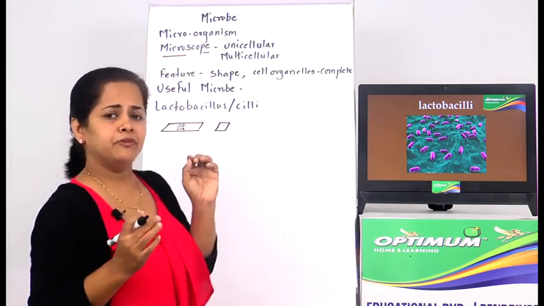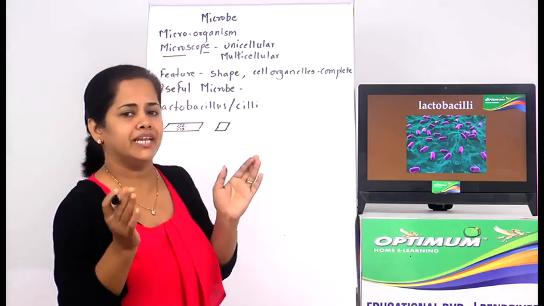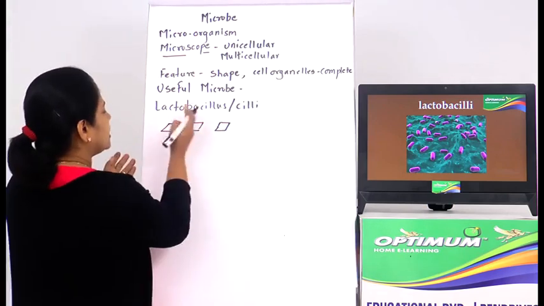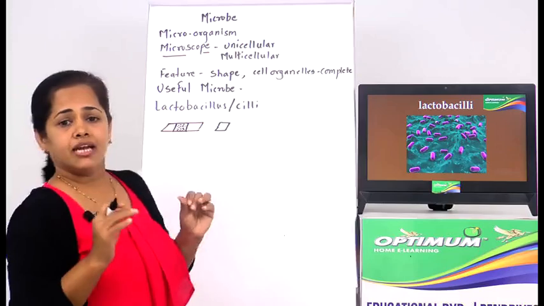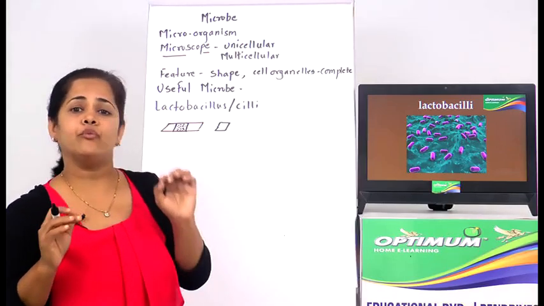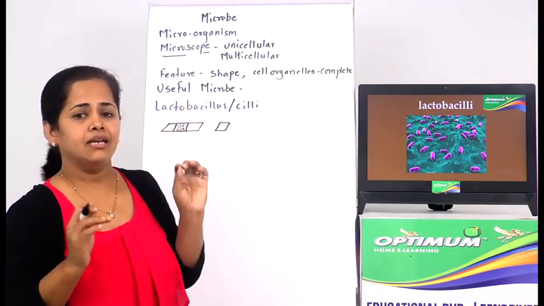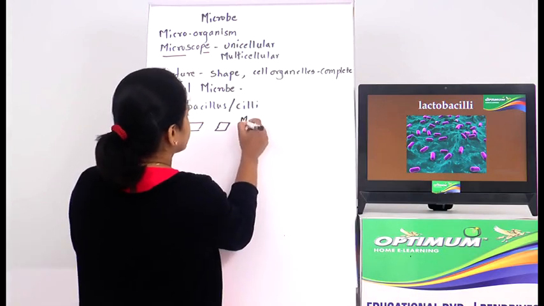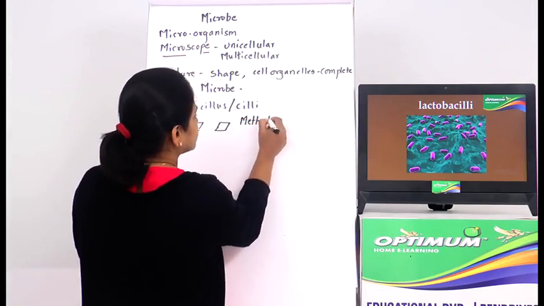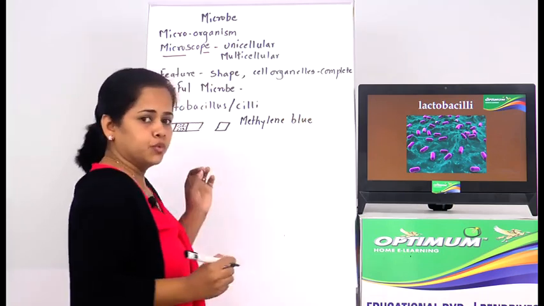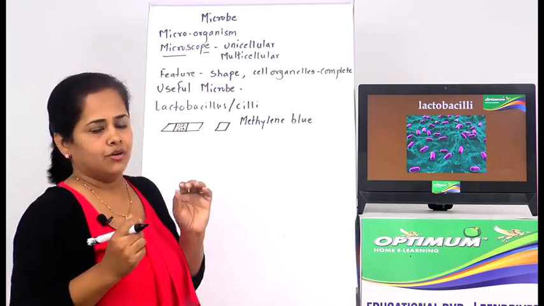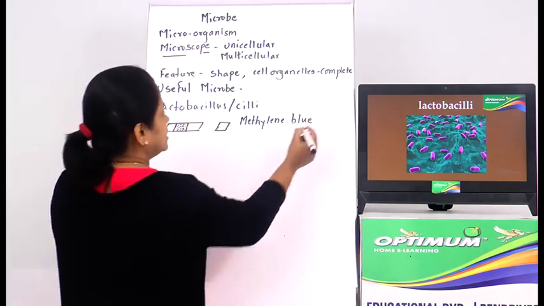Why is buttermilk preferred? Because it is liquid, so it spreads very easily, and then you will cover it with the cover slip. But before covering it with the cover slip, you have to add one chemical, and that chemical is methylene blue, which makes it reddish blue. Okay, now this chemical is called a stain.